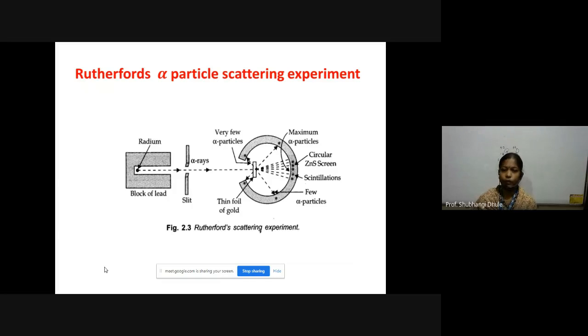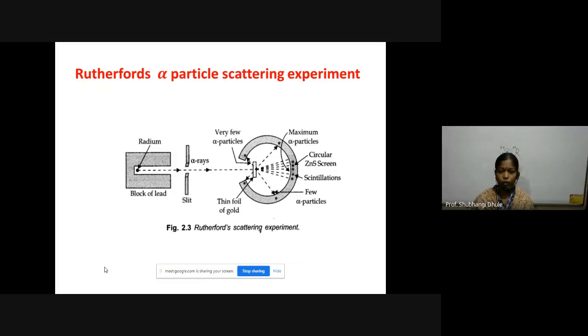Many efforts took place at that time to put forth the model of an atom. The first model of an atom was put forth by the scientist Thomson. The second effort was made by Rutherford, and the third by Bohr. So Bohr's model of an atom, and the next is called the quantum mechanical model of an atom, which is now accepted. So we are supposed to learn Rutherford's, then Bohr's in detail, and then the quantum mechanical model in detail.